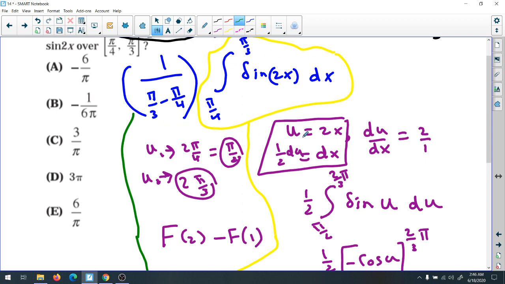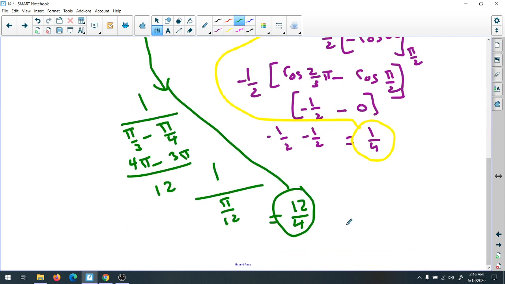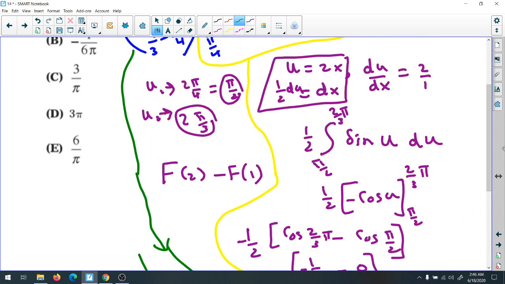And we have the value of the integration, which is 1/4. We multiply 1/4 times 12 over pi. Cancel out 4 with 4. Then finally it will be 3 over pi. So the answer will be C.